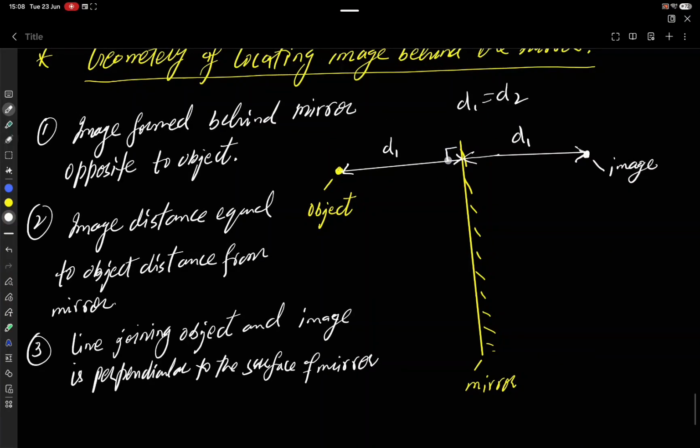So this line makes a 90 degree angle. If we join the image and object with a straight line, it is always perpendicular to the surface of the mirror. So in the MCQs, if you see that the line from object to image is not perpendicular to the surface of the mirror, that is the wrong diagram, the incorrect option. So please remember, first of all, the image is always formed on the opposite side of the object, behind the mirror, at equal distance. Object distance from the mirror is equal to image distance from the mirror.